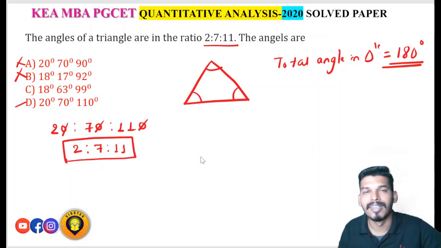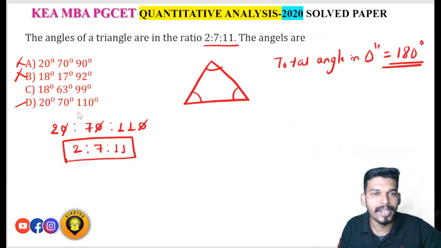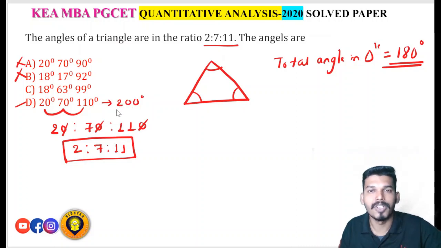But wait, look at the conditions. What is the required condition? The total angle should be 180 degrees. Does it equal 180 degrees? Check. 110 + 70 itself is 180. 180 + 20, the total angle is 200 degrees. So that means this is not a triangle. Therefore option D is also wrong.